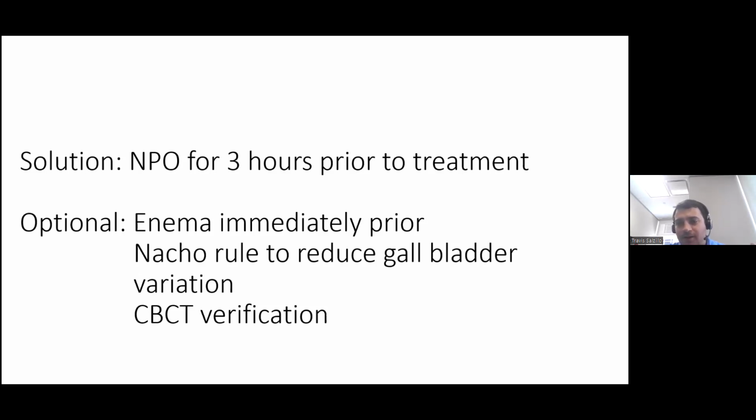And so especially if you have these long SBRT treatments, having a cone beam CT halfway between, if you can manage it, does wonders to ensure that you're still going to be treating in the same area that you think you're going to be treating in.